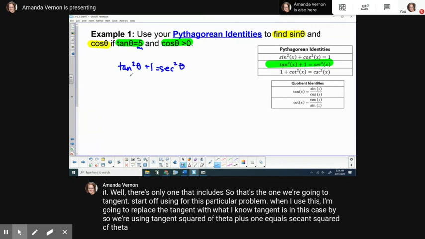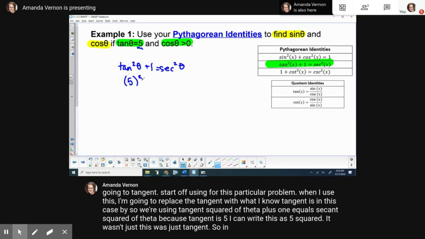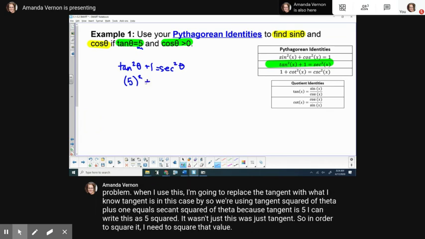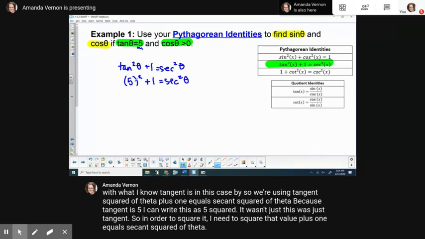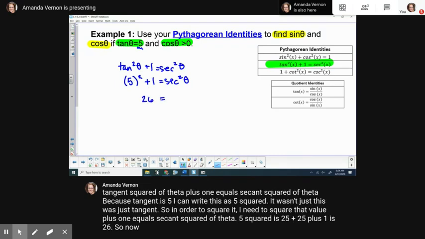Because tangent is 5, I can write this as 5 squared. This was just tangent, so in order to square it, I need to square that value. Plus 1 equals secant squared of theta. 5 squared is 25, and 25 plus 1 is 26. So now I have 26 equals secant squared of theta.